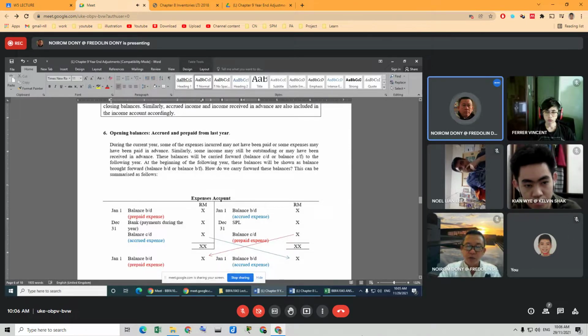So if you see an expenses account with the balance on the debit side, this is prepaid expenses. If the opening balance is credit, then this is accrued expenses. So that is the understanding. This is showing you what we call the one-stage method.